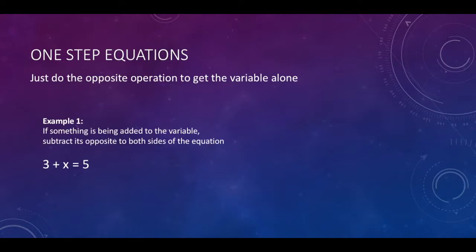Since 3 is being added to x, we know we have to do the opposite, which is to subtract 3 from both sides. And that way, we can get rid of the 3. The 3 no longer exists. And we just have x by itself on the left side, and 5 minus 3 is 2. So x equals 2.